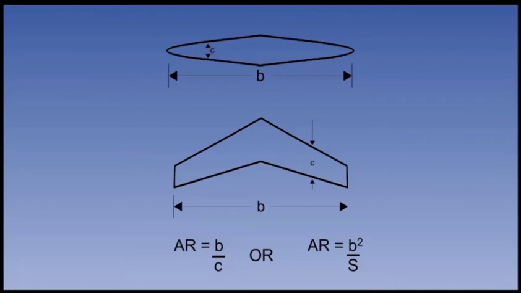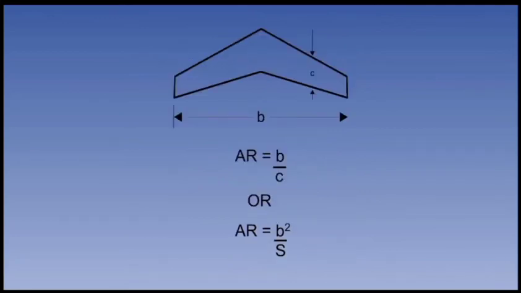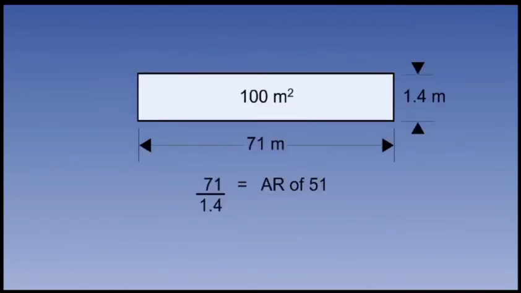And if the planform is curved, for example like the Spitfire's elliptical wing, an alternative way of determining the aspect ratio is the span squared over the area. This assumes, of course, that you have a figure for wing area. The aspect ratio of the wing determines the aerodynamic characteristics and the structural weight.